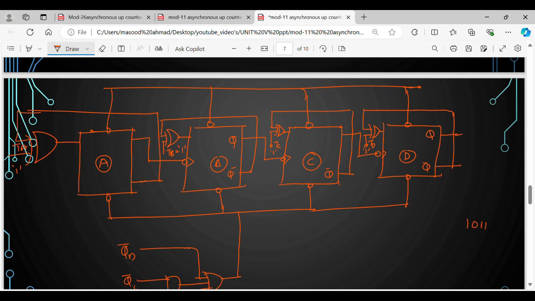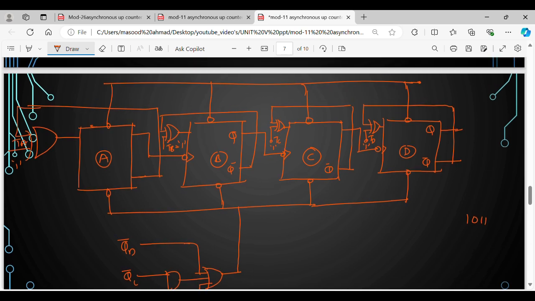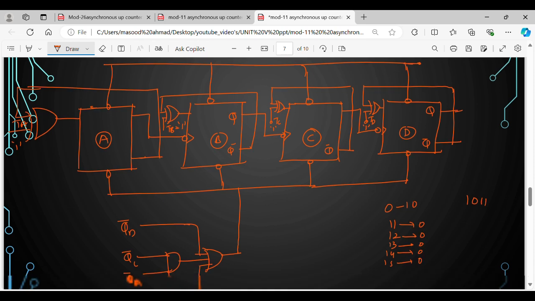So in this design, this is also an asynchronous counter, which counts from 0 to 10. Once it reaches 11 or anything greater than 11, this circuit will make the output equal to 0. It will make the output equal to 0. In that way we have decided. That's the reason for this circuit.